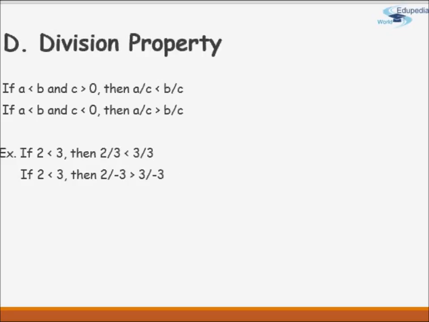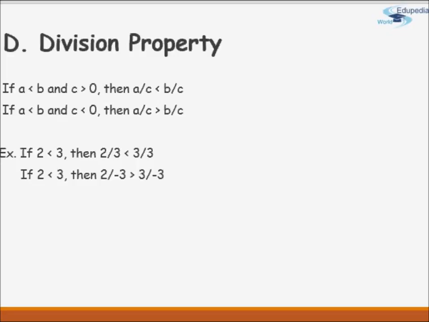Now the same goes for the division property. If you have an inequality, that is a is less than b, and if you divide it by c, with c being greater than 0, the inequality will still hold. The inequality will not change sign, that is the left hand side will still be less than the right hand side. On the other hand, if c is less than 0, just like in the multiplication property, the inequality sign will change and the left hand side will become greater than the right hand side.